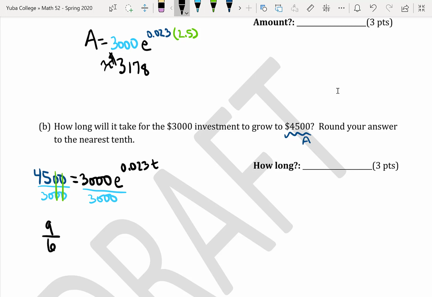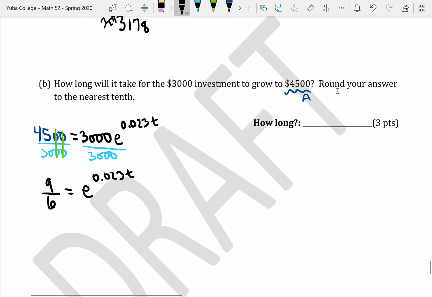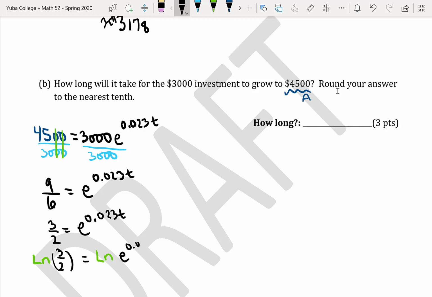So once you've isolated the exponential piece, you want to take the log or natural log of both sides. In this case, we're going to want to take the natural log of both sides because the natural log of E just gives us back our exponent. So we get the natural log of 3/2 equals, well, we're thinking to ourselves, what can we raise E to get back this piece, E raised to the 0.023t, which is 0.023t. Divide both sides by that 0.023.